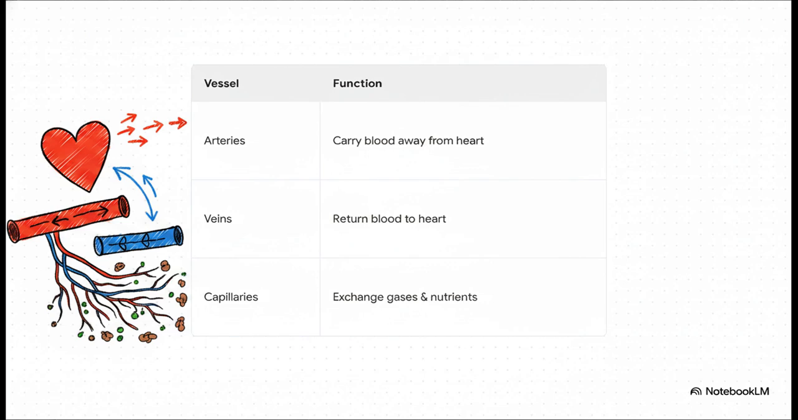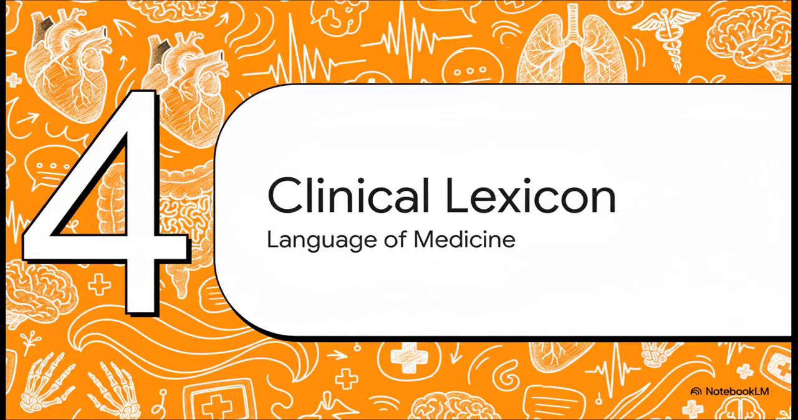Let's look closely at the body's plumbing that makes up those 60,000 miles. Arteries are your high-pressure outbound vessels. They carry oxygenated blood away from the heart. Veins return the deoxygenated blood back, and they uniquely contain tiny valves to fight against gravity and stop backflow. And bridging them both are the capillaries. These are the microscopic, super thin-walled sites where the actual crucial exchange of gases, nutrients, and waste between the blood and living tissues happens.